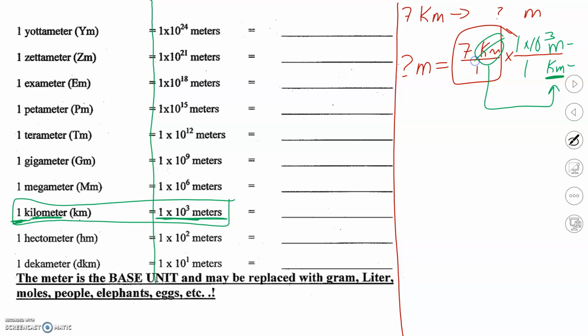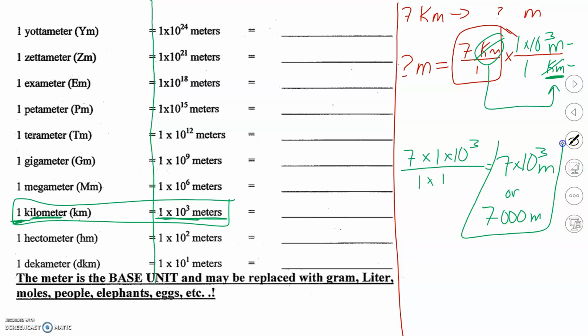Now when we go to look at this, our kilometers cancel out, so we did do this correctly. So when we look at our numbers, we have 7 times 1 times 10 to the 3rd on top. Down below, it's just 1 times 1. So with this, it actually equals 7 times 10 to the 3rd meters, or depending on your calculator, it might just give you 7,000 meters. Both of these answers are correct.